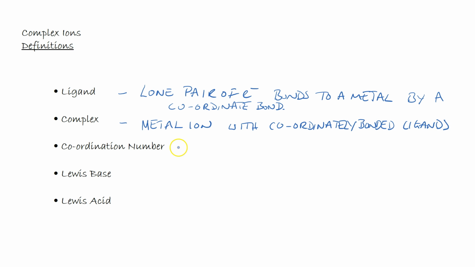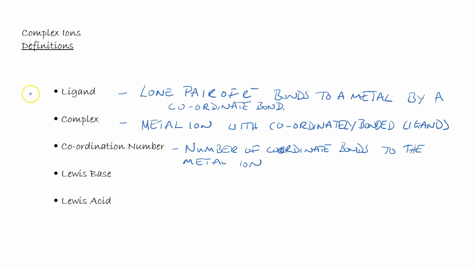The coordination number is simply the number of coordinate bonds to the metal ion. Now this is important because it describes to us the shape. The value of the coordination number and the number of ligands can be different, and we'll see that later on, but the number of ligands and the coordination number do not have to be the same.